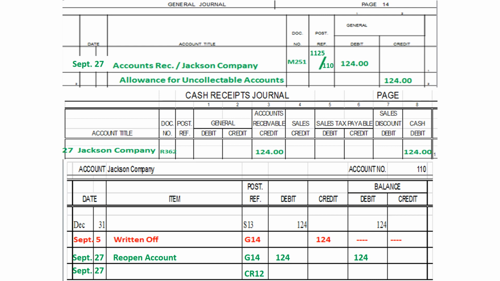I am going to then take my accounts receivable credit of 124 against the 124 debit balance. They are different, so I'm going to find the difference, which means I'm going to subtract the two, and I'm going to be at 0. As of this point, Jackson Company is in perfect standing with us, excuse me, and then I take my post reference and I put it at 110.